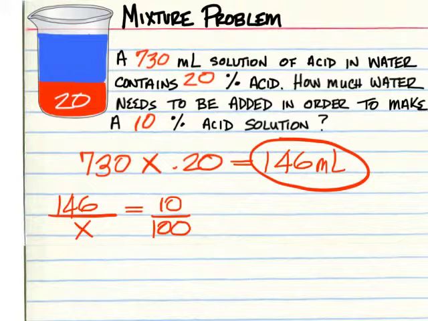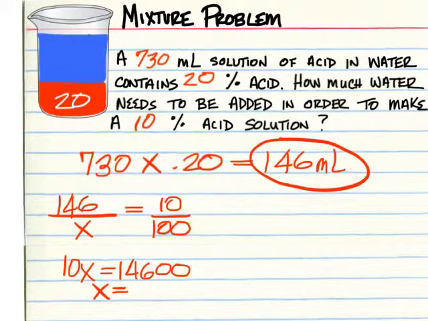Cross multiply to get 10x equals 14,600. And divide 14,600 by 10 to get 1460. So in order for 146 to be 10% of a larger number, that larger number must be 1,460 milliliters. Now, what did we start with in this entire container here?